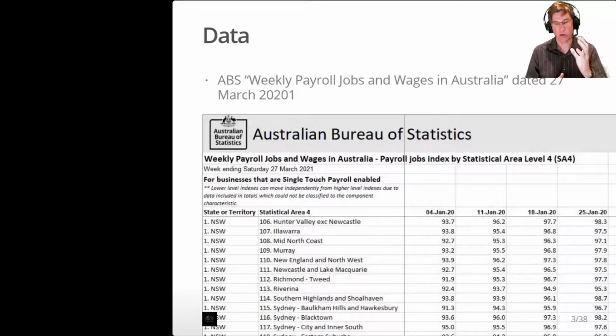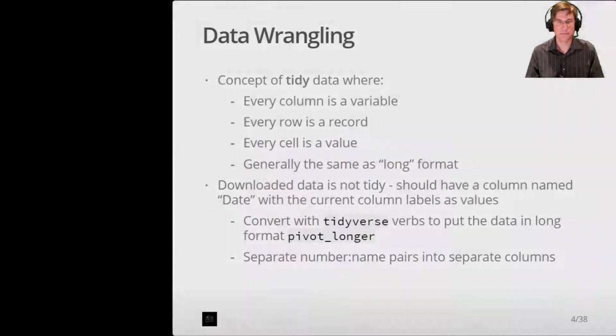So I'm going to make it longer so that I have, if you imagine this being the state, the statistical area 4, the first one here being Hunter Valley, excluding Newcastle, and then the 4th of January 2020. Dates are in day, month, year for my friends in the US. And then the value 93.7. The next row would be New South Wales, Hunter Valley, 11th of January, 96.2, and so forth. This is what I mean by long format.